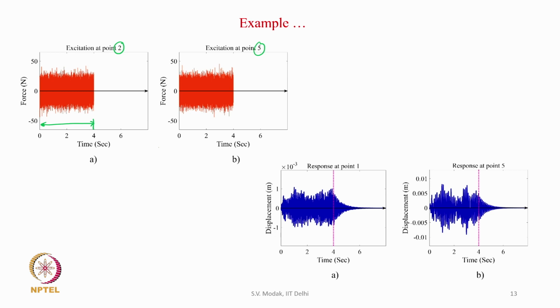There are two such responses shown here, the response at point number 1 and the response at point number 5. What we note is that for 0 to 4 seconds there is a random excitation of the system, and hence there is a random response. So, it is a forced response of the system, because in this duration the excitation force is continuously acting on the system. But after 4 seconds there is no excitation, and therefore the structure vibrates freely after 4 seconds. So, this is nothing but the free vibration response.